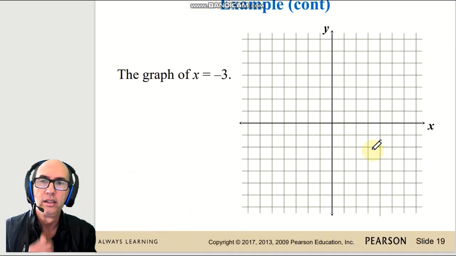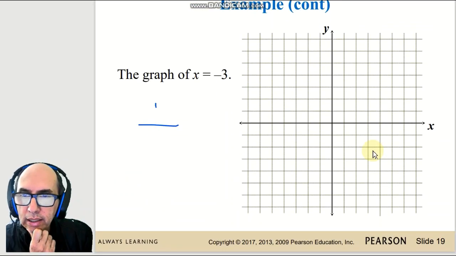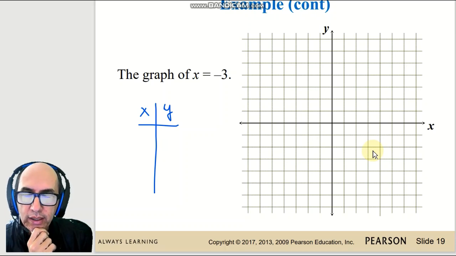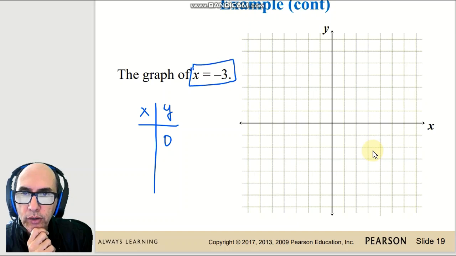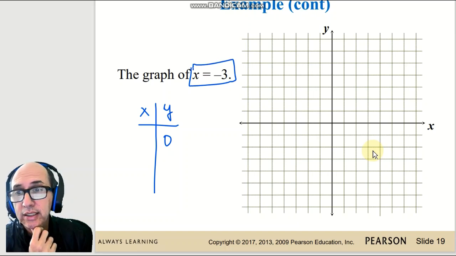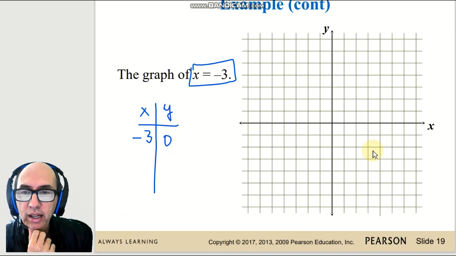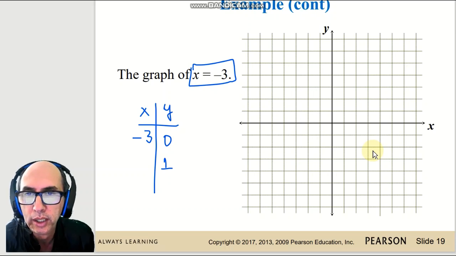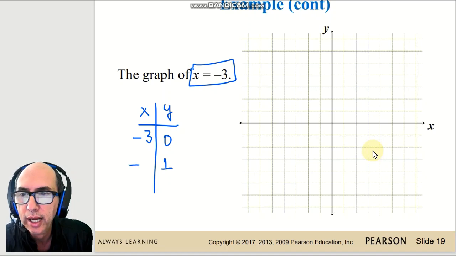Let's try. Look, think. Let's guess values for y. If y equals 0, look at this equation. What is the value of x? Yes, -3. If y equals 1, what is the value of x? Look at the equation, we don't have y equals 1, we don't have any y, so x equals -3.